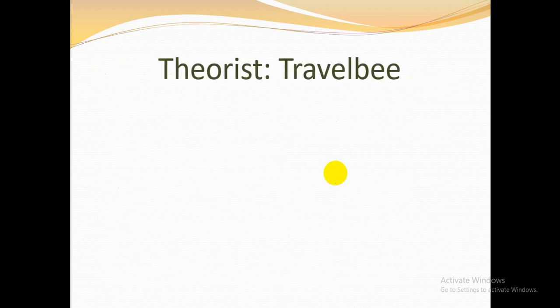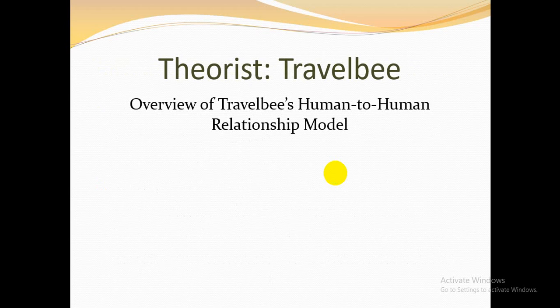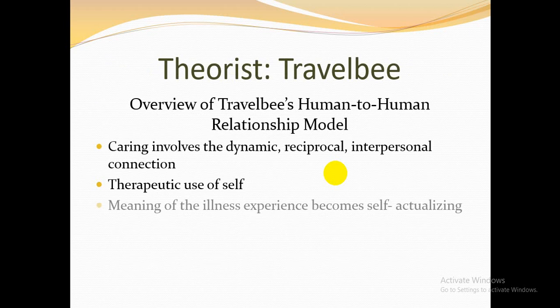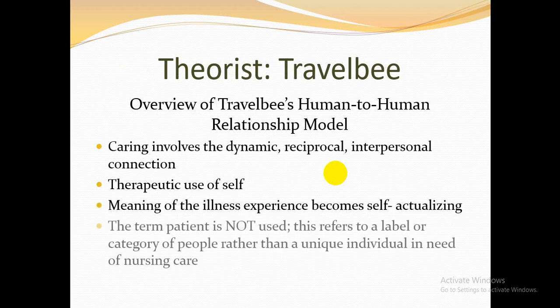Second theorist, Travelbee. Overview of Travelbee's human-to-human relationship model. Caring involves a dynamic, reciprocal, interpersonal connection. Therapeutic use of self. The meaning of the illness experience becomes self-actualization. The term patient is not used, as it refers to a label or category of people rather than a unique individual in need of nursing care.